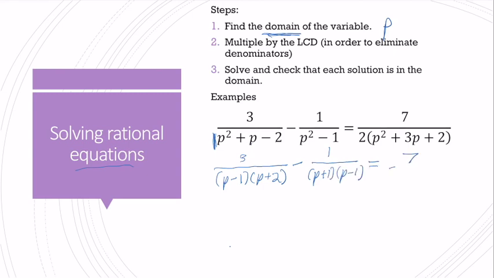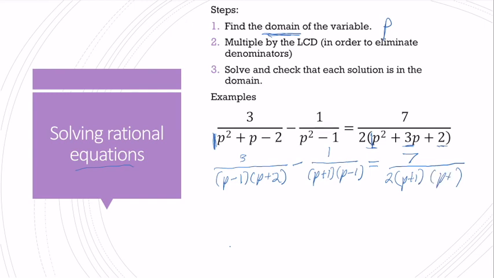This is equal to 7 over 2 times p squared plus 3p plus 2. So I need to find the factors of AC that add up to b. 1 times 2 is 2. So I need to know the factors of 2 that add up to 3. That's going to be 1 and 2. So I know because my leading coefficient is a 1, I can write this as p plus 1 times p plus 2.